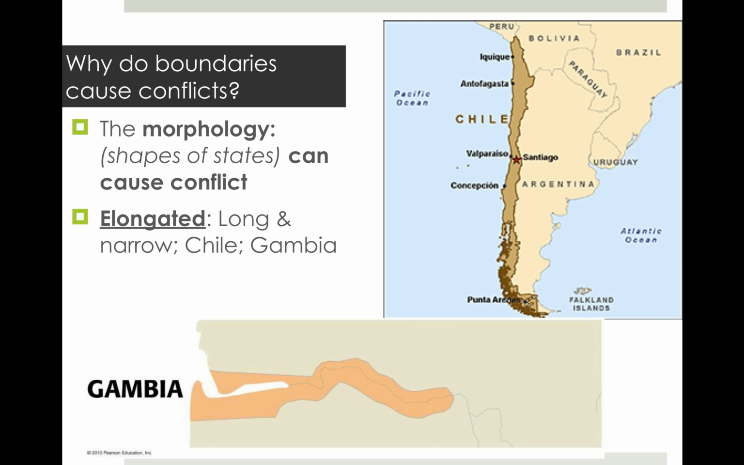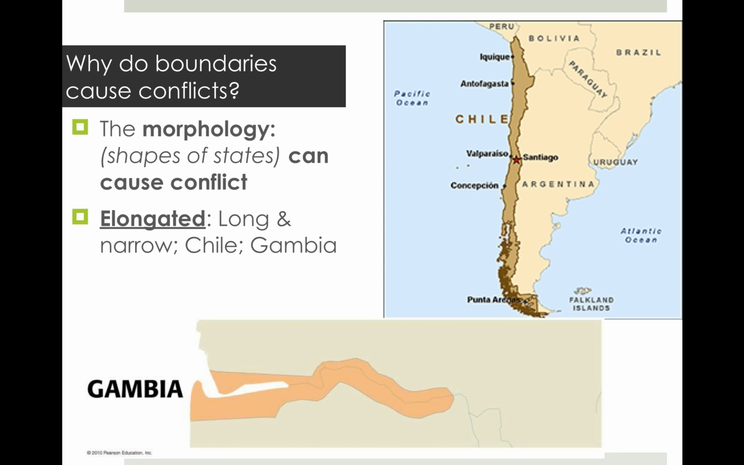As you can imagine, in an elongated state such as Chile or Gambia, it's going to be quite difficult for the government to ensure unity. If you look at the case with Chile, the northernmost cities of Chile, as opposed to the southernmost cities of Chile, are incredibly far from one another, likely facing different geographic climates and different geographic challenges.